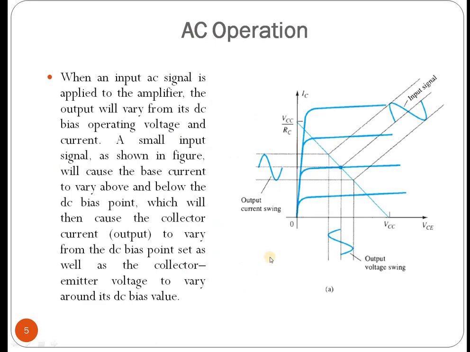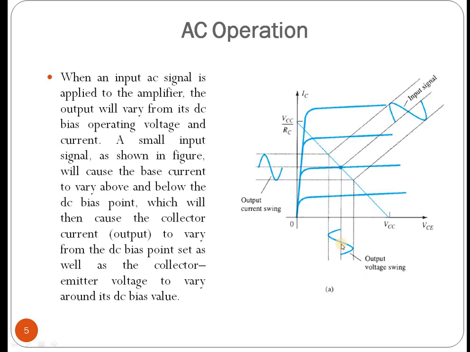AC operation for the power amplifier. Now if we give an input signal, an AC signal, to the amplifier, you see in the collector characteristics curve that if we apply the input signal as a sine wave, you get the output current swing and output voltage swing. This input signal is a small input signal, not the bigger one. We will have the bigger one in the next slide.